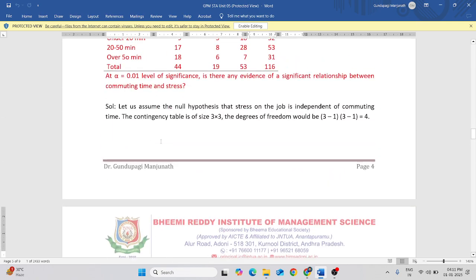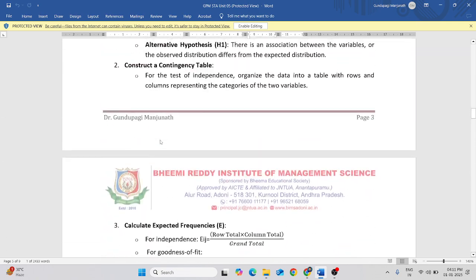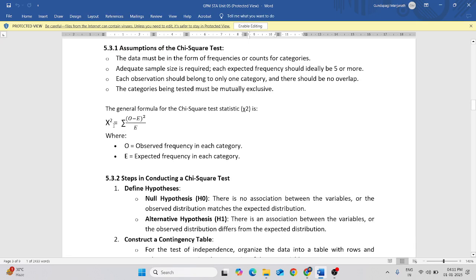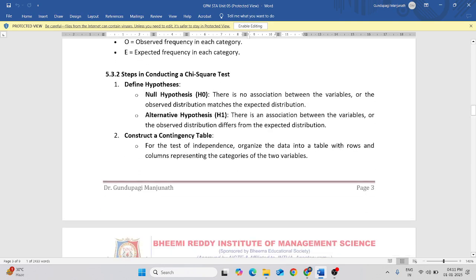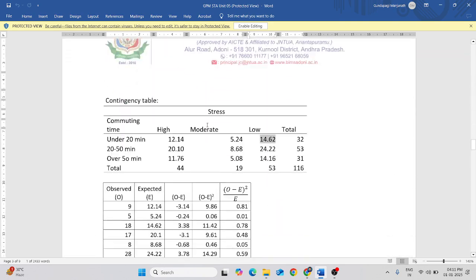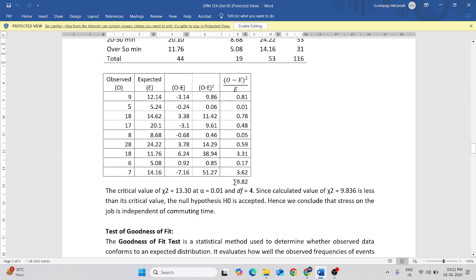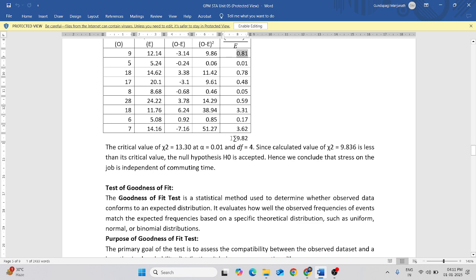Now, what is the test statistic? Chi-square is equal to the summation of O minus E whole squared divided by E. So here I take observed minus expected and square the value. Minus 3.14 squared gives 9.86, and the squared value divided by the expected value gives 0.81. This is the summation over the observed and expected frequencies.